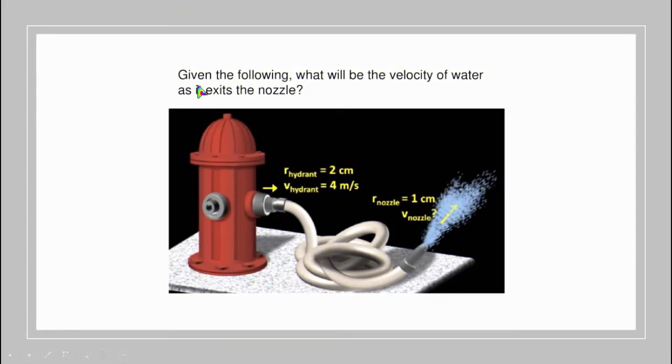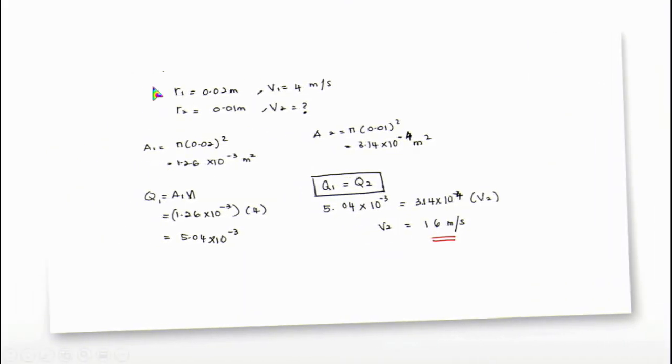So here is an example which is given the following. What will be the velocity of water as it exits the nozzle? So we want to find the V nozzle here. Okay, given that R hydrant is 2 cm, V hydrant is 4 meters per second, R nozzle is 1 centimeter, and V nozzle we don't know. So how to find the V nozzle? So let's move to the problem.